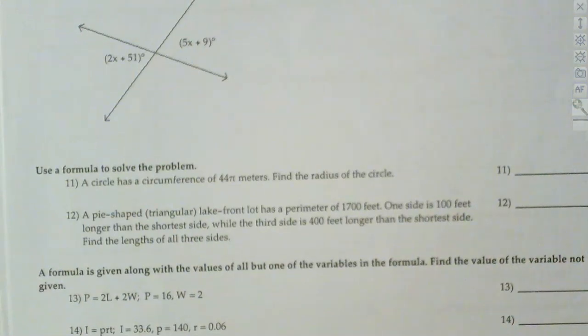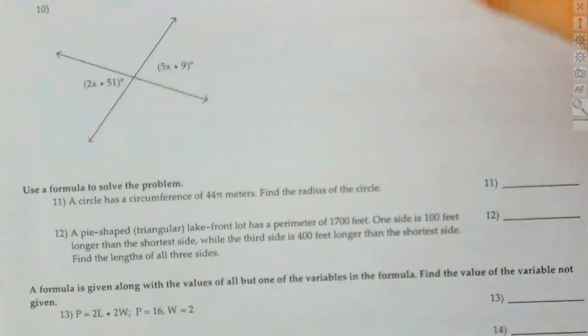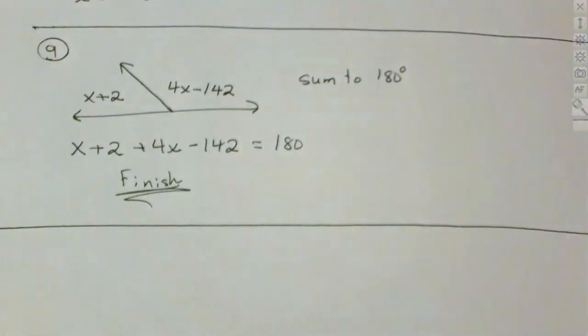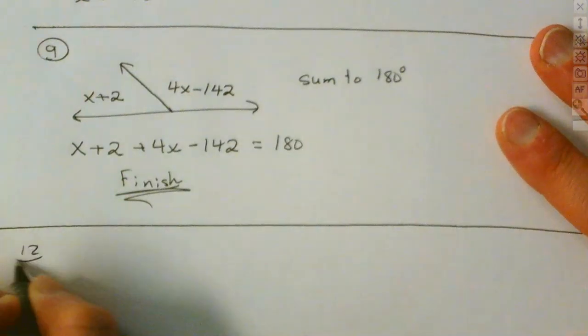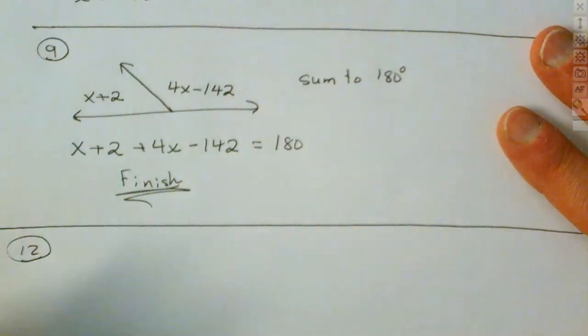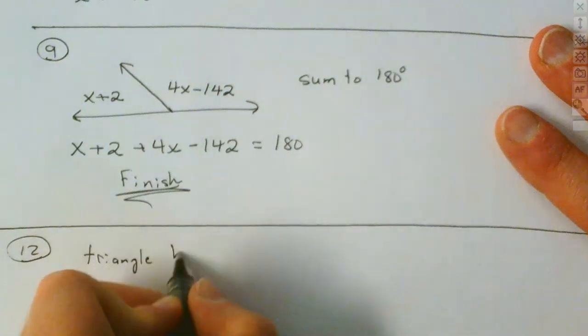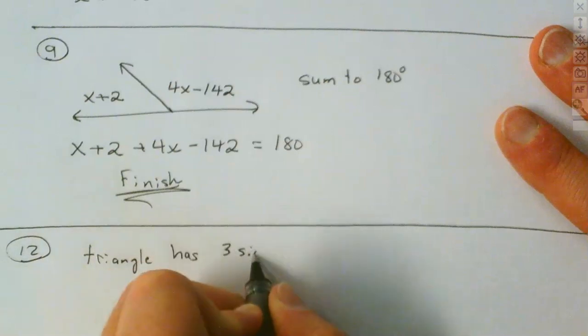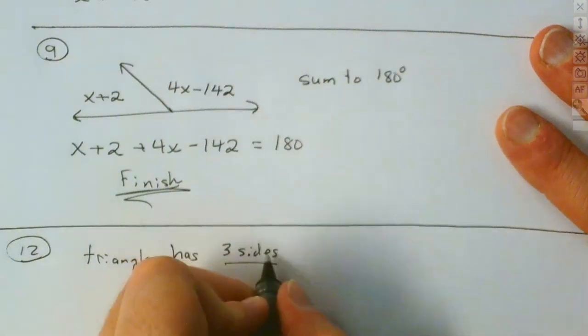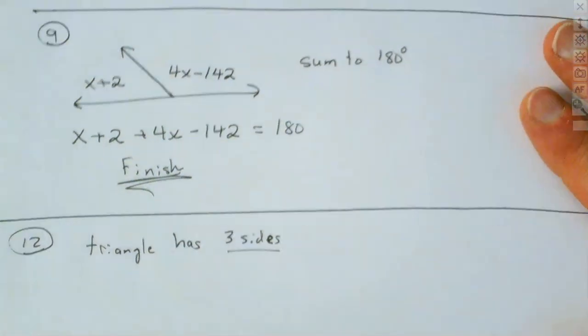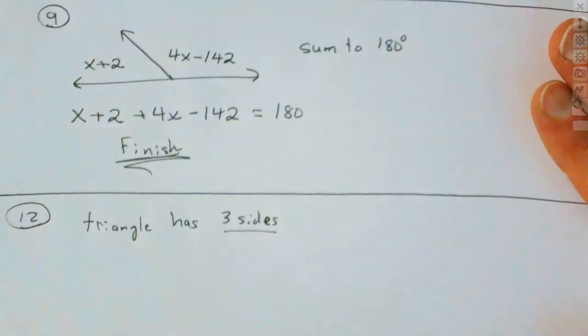So, first off, when I read this, it says a pie-shaped, triangular-shaped lakefront lot. So that means I've got a triangle. So now I have a triangle. And this triangle has 3 sides. So I know that. And we know it has a perimeter of 1,700 feet.